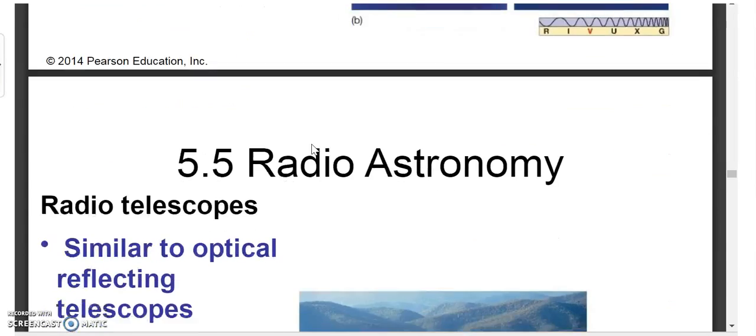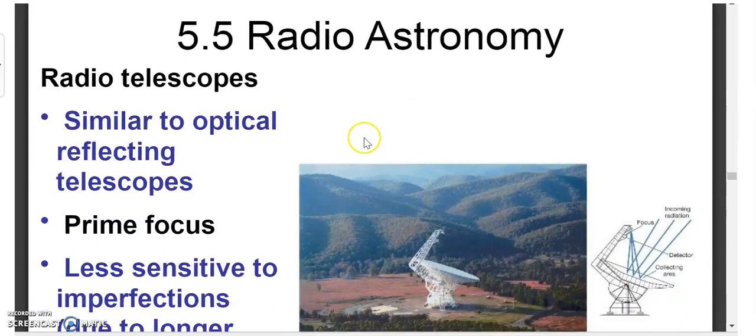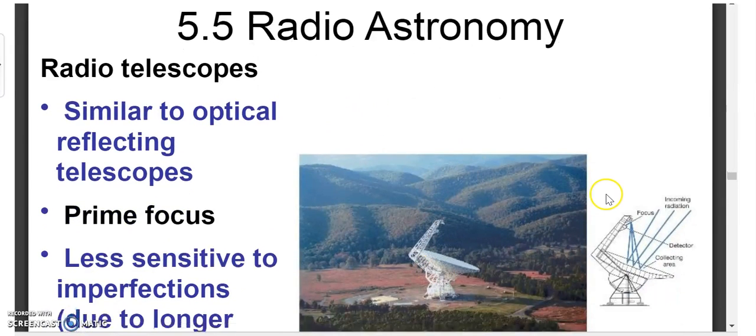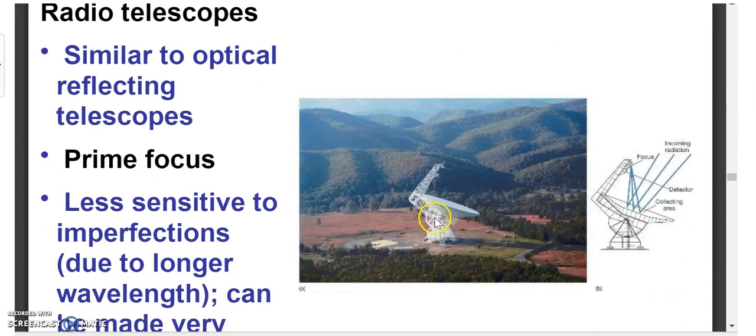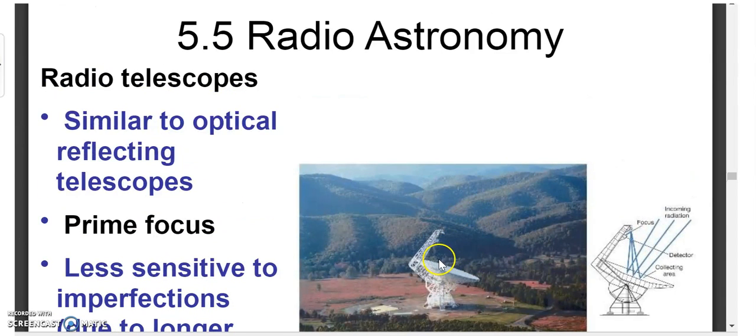All right, so moving on. So here's, there's a very famous, I know this dish quite well, as a matter of fact. This is actually up in the mountains of West Virginia. This is called the Green Bank Radio Telescope. There's actually multiple radio telescopes up there. A wonderful part of the country, if you ever get the chance to go up to Green Bank, West Virginia.